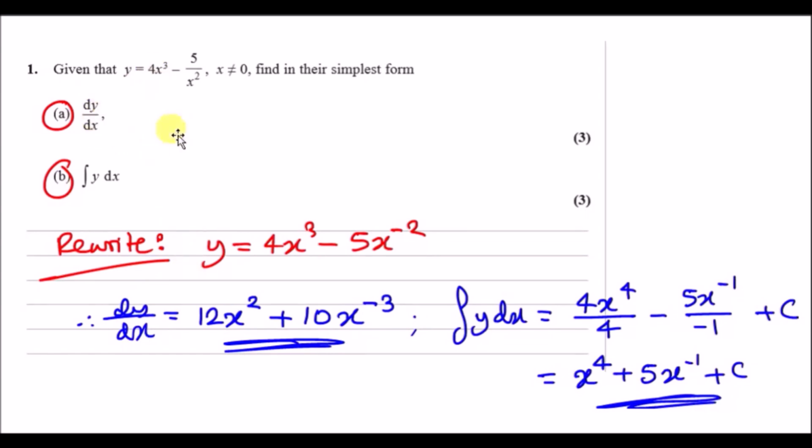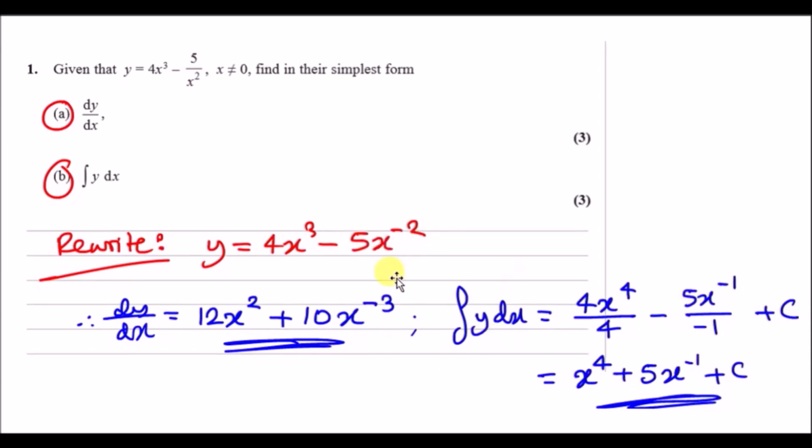All you have to do is, before you even think about differentiating or integrating, rewrite the first equation in terms of the standard x to the power form. So looking at this one, we have 4x cubed, which is fine. However, we've got 5 over x squared, and we have to realize that when you have x squared in the bottom, to bring it onto the baseline, we put a negative power. So this means the reciprocal. So x squared goes up and you write x to the negative 2.